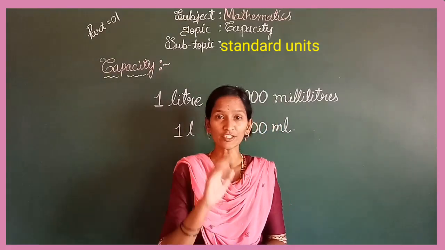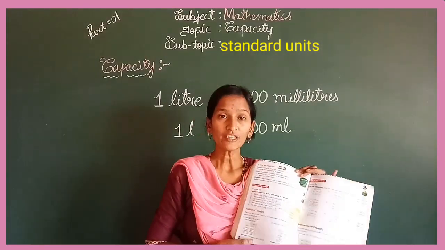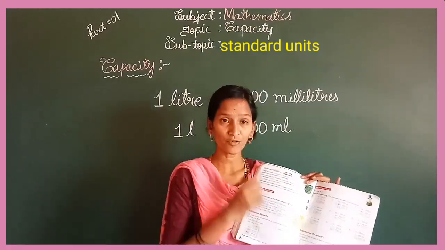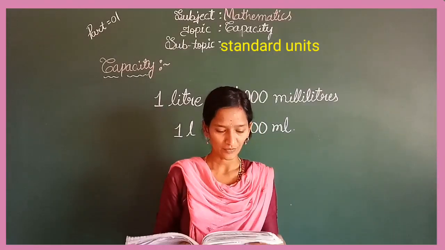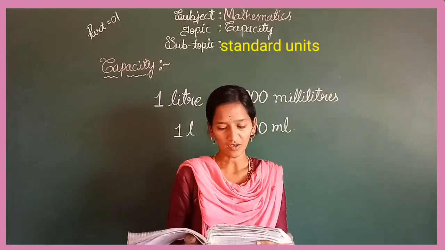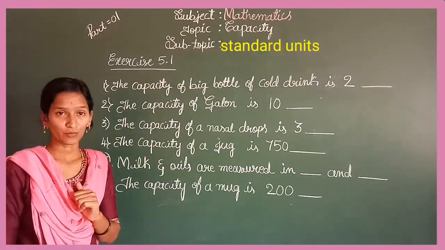So now I will move to the textbook activity. All of you open your textbook. All of you open page number 124, right? So here is exercise number 5.1. I am reading the headline. All of you listen here. Write the capacity of the following in liter or milliliter. Students, so this is exercise number 5.1.